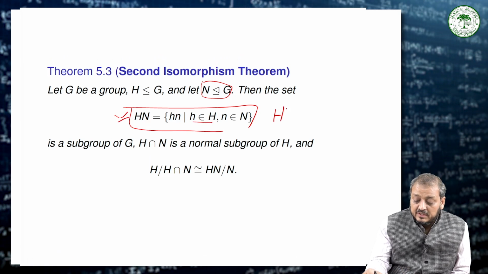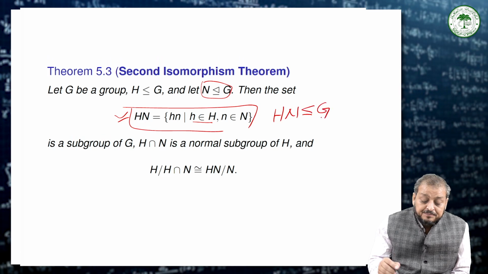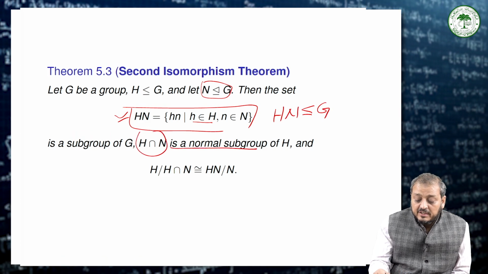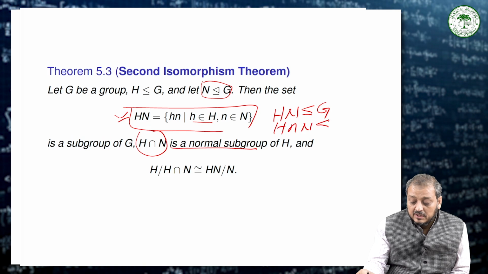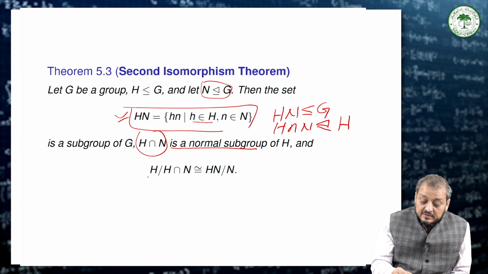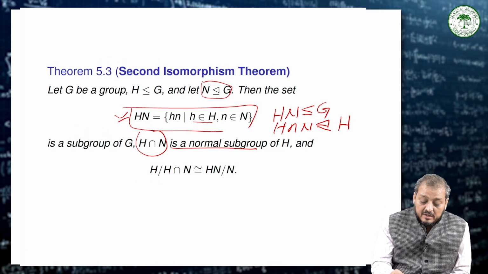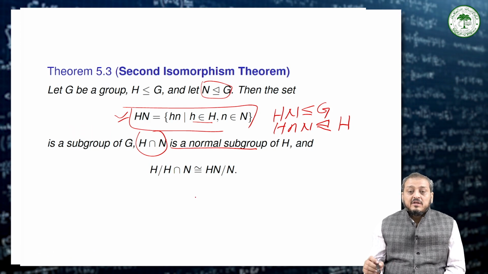So this means that HN is a subgroup of G, and H intersection N is a normal subgroup of H, and we can say that the quotient H over H intersection N is isomorphic to the quotient HN over N.